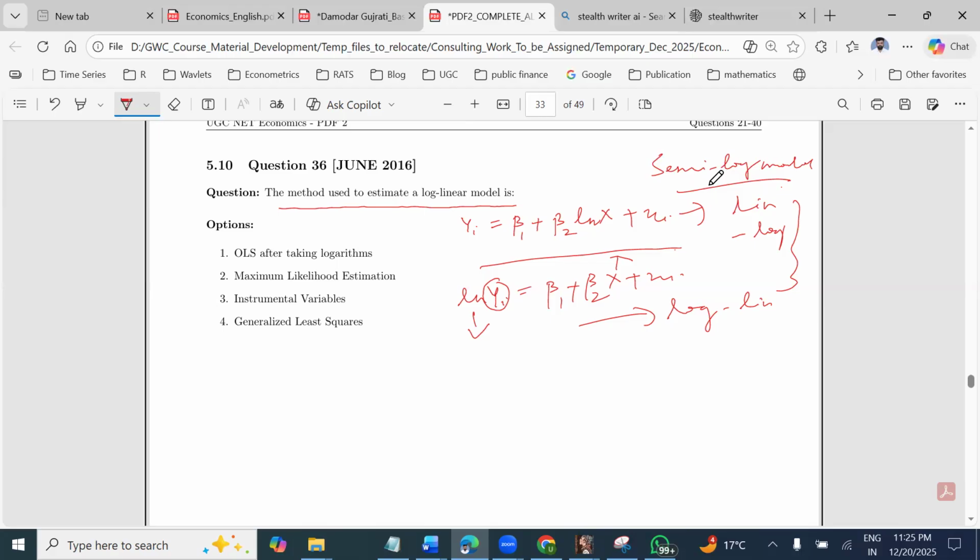Chinmay? Sir, the lin-log model means the dependent variable is in its original form and the independent variable is in logarithmic form. Okay? Yes, sir. And log-lin, the dependent variable is in natural logarithmic form, but the independent variable is in linear form. Clear? Yes, sir.